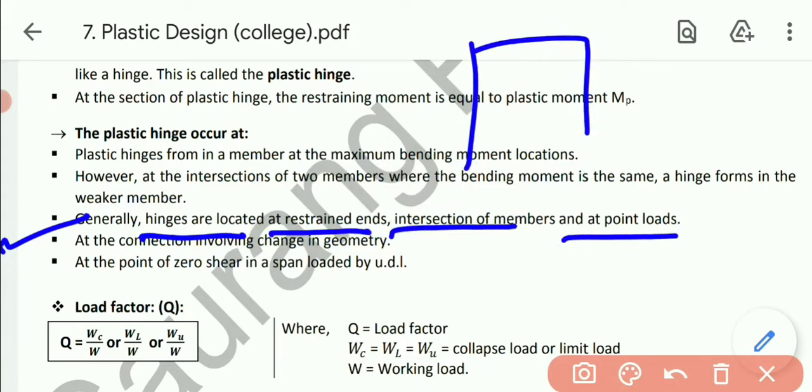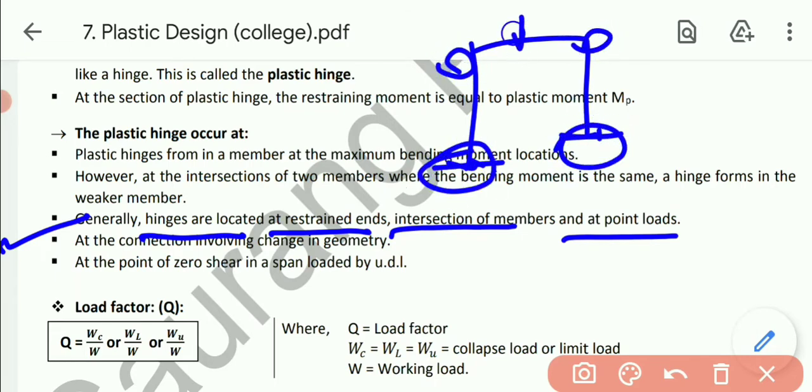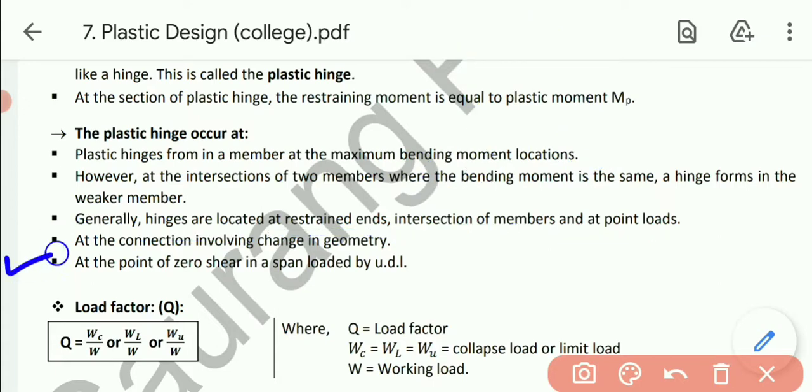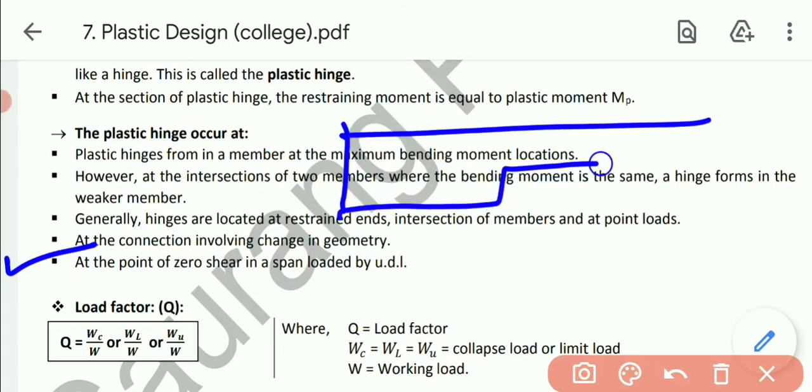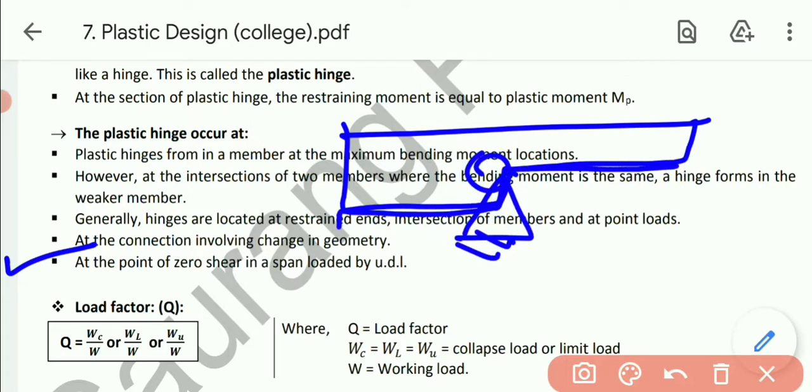For example, this one is my support, so over here, and at the location of the point load, it will create a hinge over here also. Then at a connection involving a change in geometry, for example, say a beam whose geometry is different like this, it will create a hinge over here also, as the geometry is changing at this point.